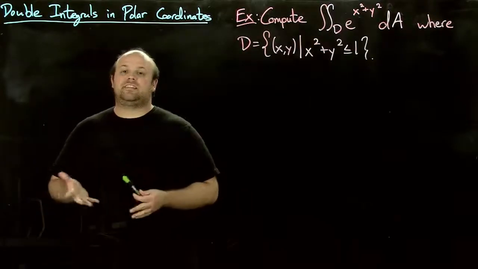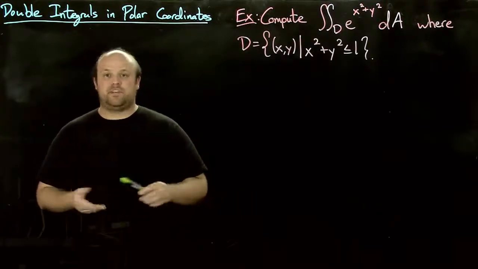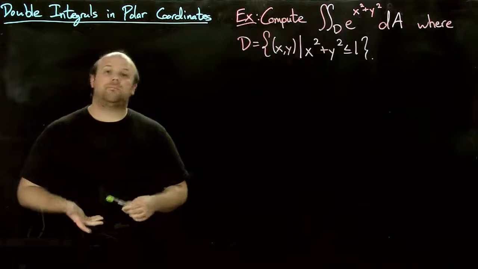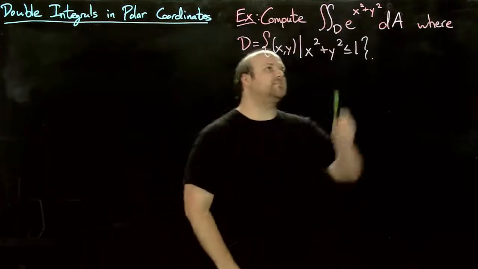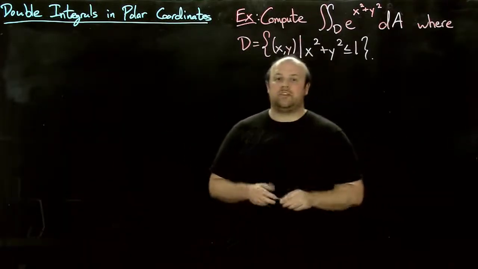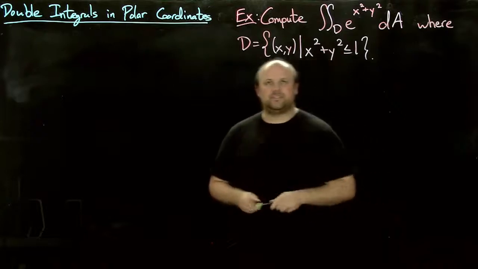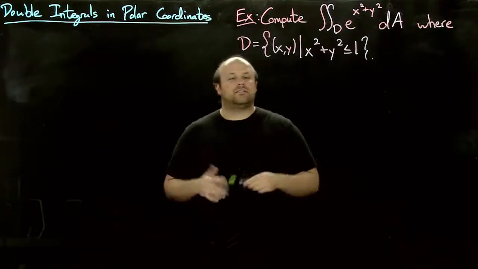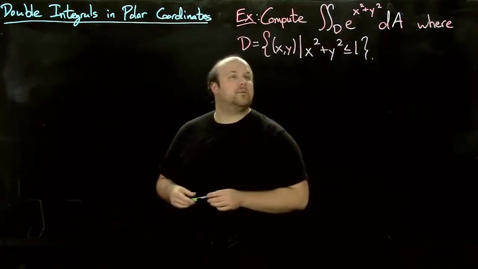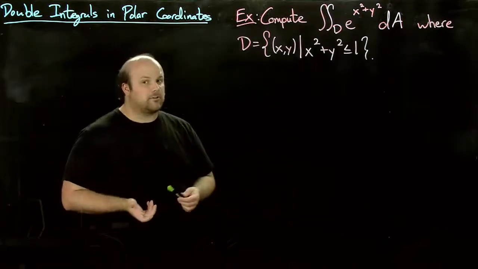So let's return to the example we had from the first video in this section. We're trying to compute the integral of e to the x squared plus y squared over the unit disk, right? This disk of radius 1. So how do we do that? Well, we use polar coordinates.